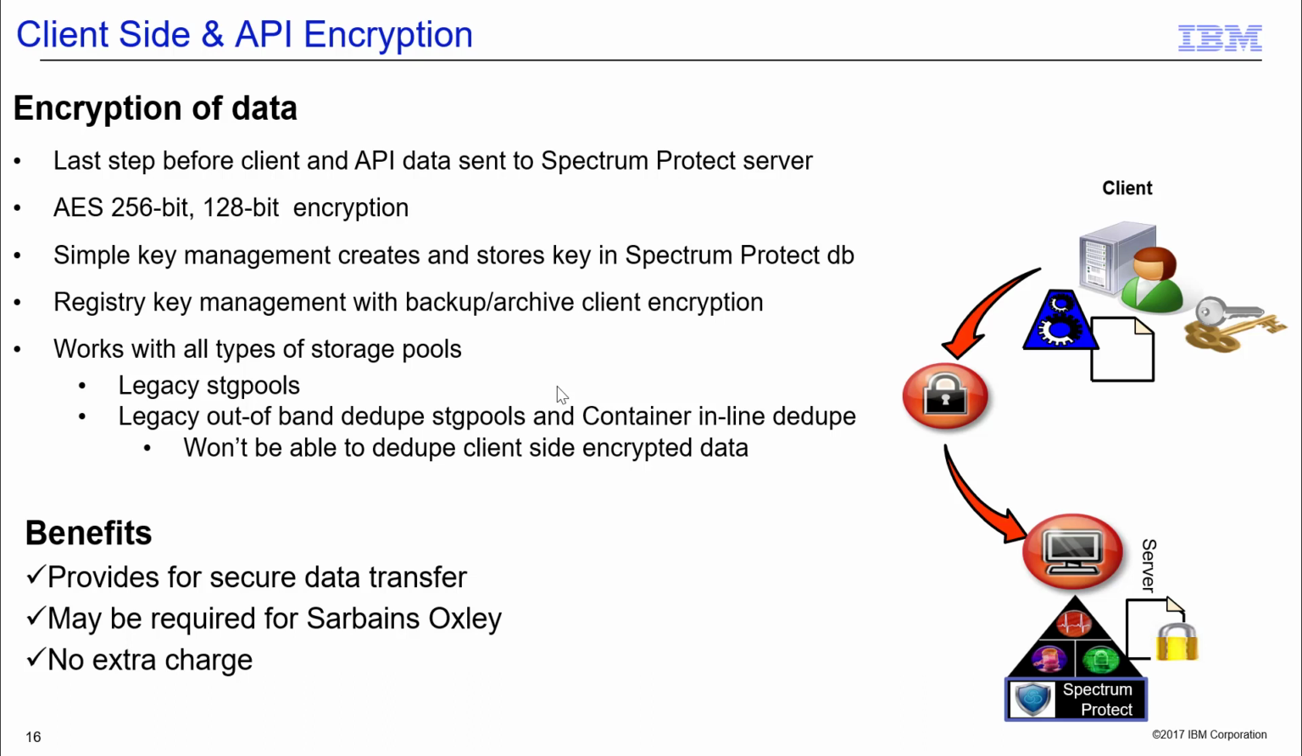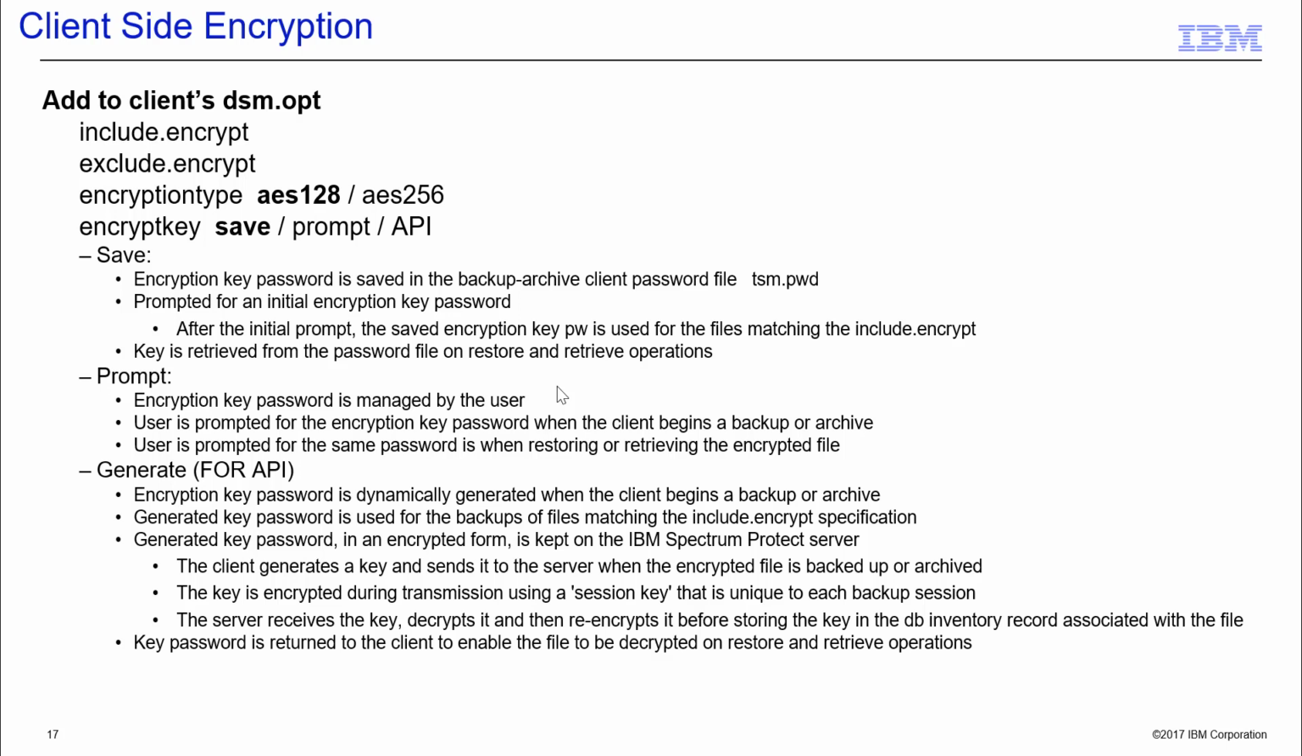You will not get any deduplication done on that, but you can still store it in the container storage pools. So in order to enable client-side encryption in the DSM opt or DSM sys file on the client side, you do need to do these include.encrypt and exclude.encrypt options, and then choose an encryption type of either AES 128 or AES 256. And then you can choose what you want to do with the encryption key.